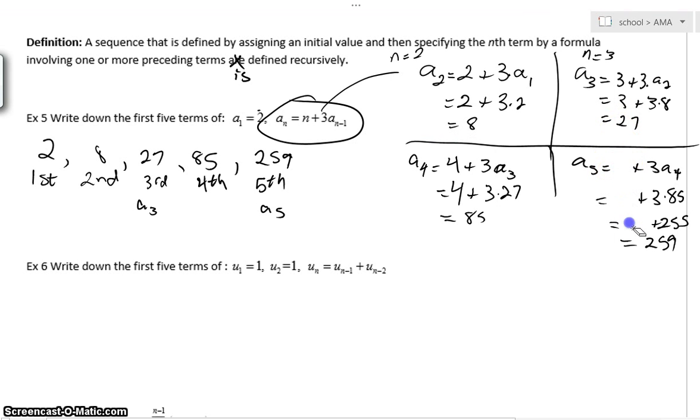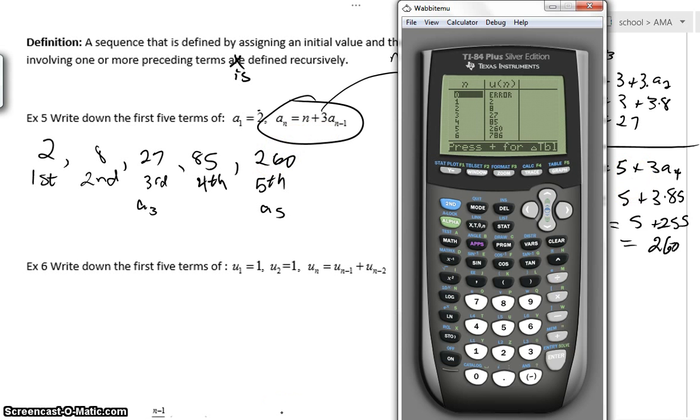A sub 5, pardon me, 5 plus 255 would be 260. I made a silly arithmetic mistake. I didn't have our n term being 5 there. But you can see how the calculator just caught that for us. Everything else is checking out. Okay, so this is a nice way that you can get some help.